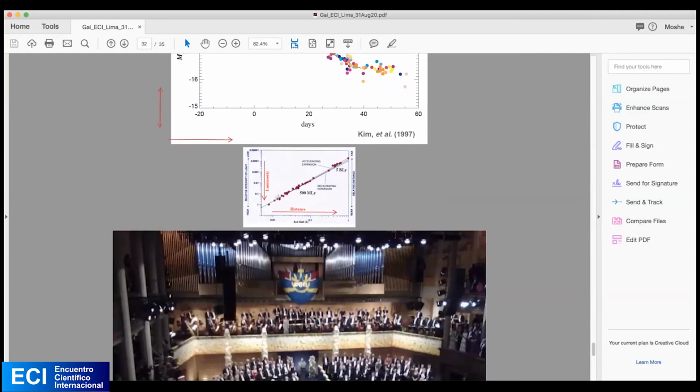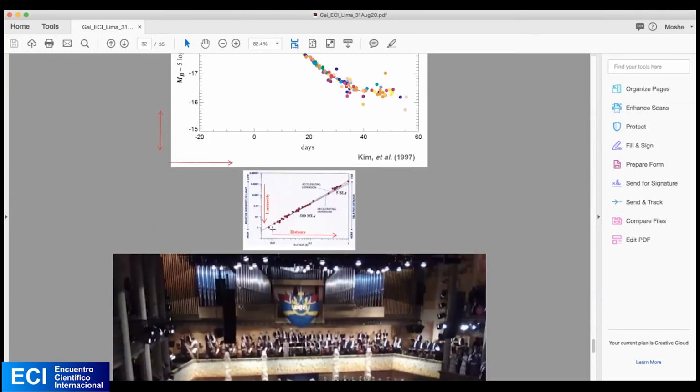The supernovae in our immediate vicinity, within 500 million light years, all lie on a beautiful straight line. So when we look at the supernovae in our immediate vicinity, they all lie on a beautiful straight line. Then we go to supernovae at 5 billion light years away, and they're about 25% dimmer.